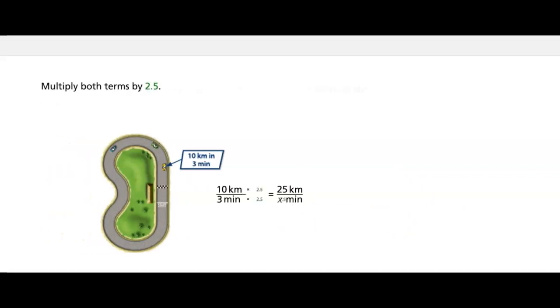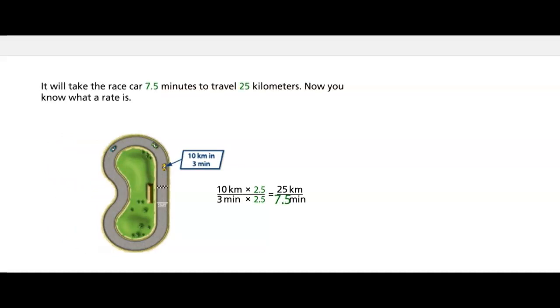Multiply both terms by 2 5/10. It will take the race car 7 5/10 minutes to travel 25 kilometers. Now you know what a rate is.